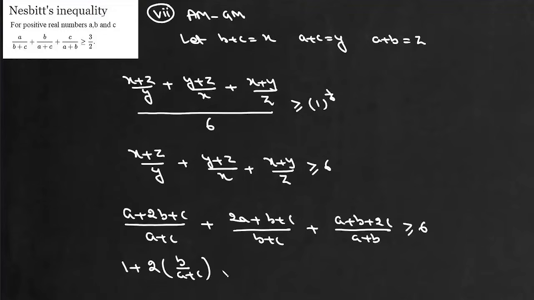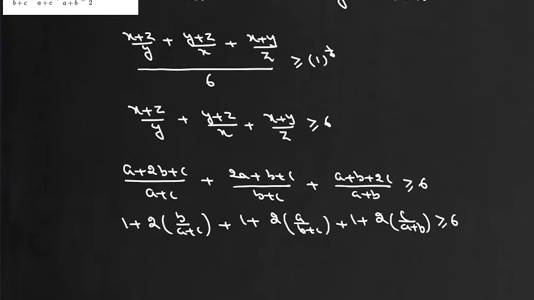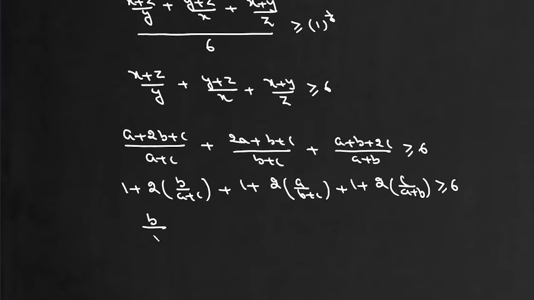b upon a plus... इसी तरीके से ये हो गया 1 प्लस 2 इंटू a अपॉन b प्लस c, और ये हो गया आपका 1 प्लस 2 इंटू c अपॉन a प्लस b, और ये बड़ा है बराबर है 6 के। अब 1 प्लस 1 प्लस 3, 6 माइनस 3 इज 3, और 2 को इधर ले जाएंगे तो डायरेक्टली हम लिख सकते हैं कि b अपॉन a प्लस c प्लस a अपॉन b प्लस c प्लस c अपॉन a प्लस b, ये बड़ा है बराबर है 3/2 के। Now the second inequality is weighted AM-GM inequality.